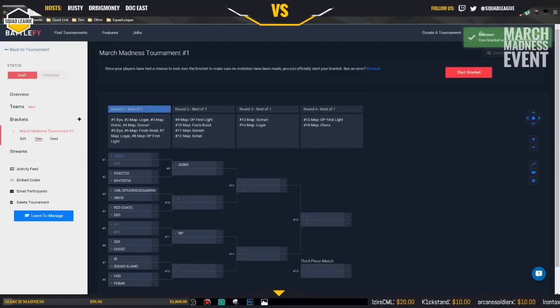Okay. So here's our bracket for the March tournament. For round 1, 303rd has a bye week. For round 2, Exacted and White Fox will be facing off up in that bracket there. For round 3, CML and Spearhead will be facing off against 3 Mob. And then we have the Redcoats and EBG down in round 4. Down in round 5, we have RIP with a bye week. That is the other bye week there. In round 6, we have 20R and Ghost facing off. In round 7, we have IB and Squad Alamo facing off. And lastly, HSG versus Fubar.